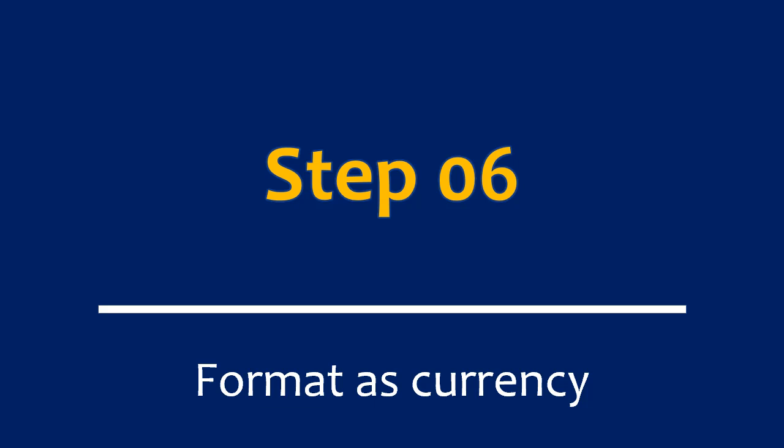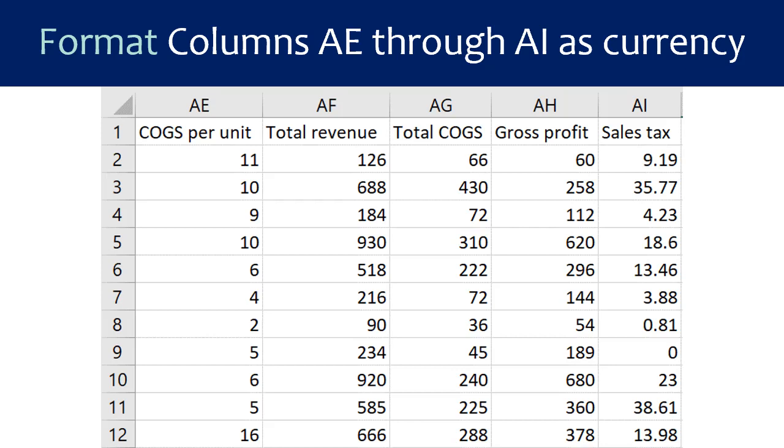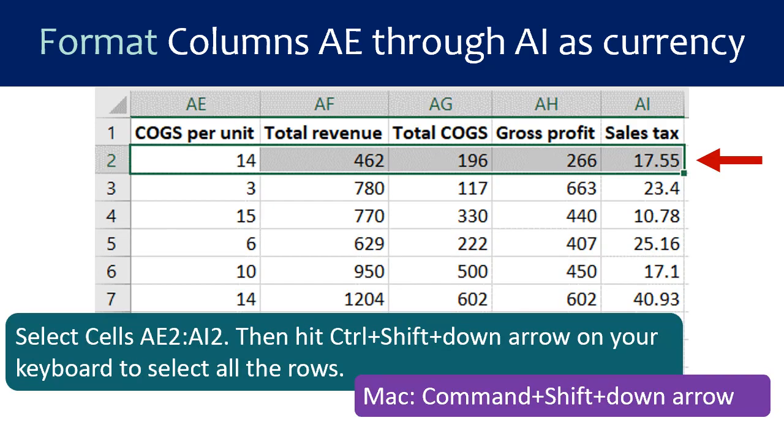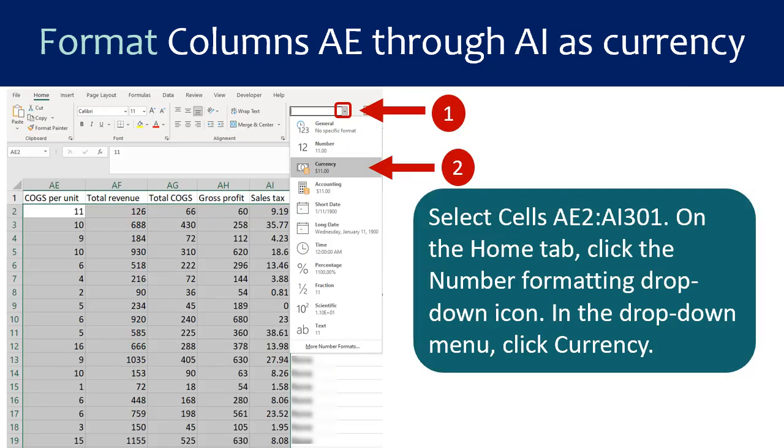In this step, we will be formatting numbers as currency. Now we will format columns AE, AF, AG, AH, and AI in currency format. Select cells AE2 through AI2. Then hit Ctrl, Shift, plus down arrow on your keyboard to select all the rows. On the Home tab, click the Number Formatting drop-down icon. In the drop-down menu, click Currency.